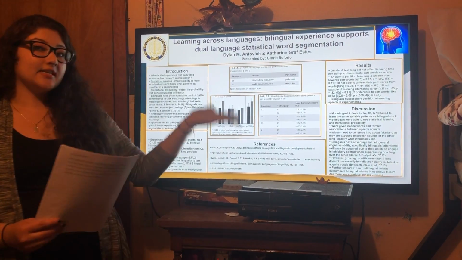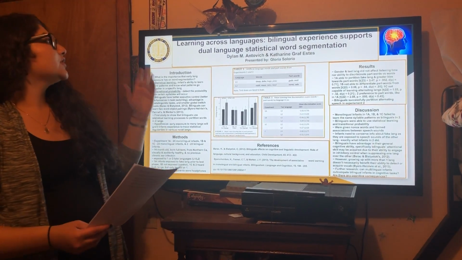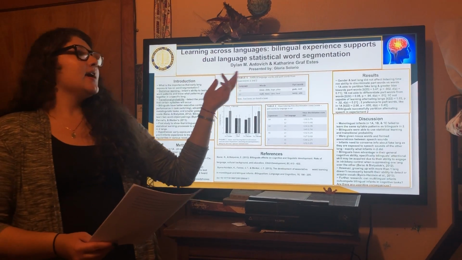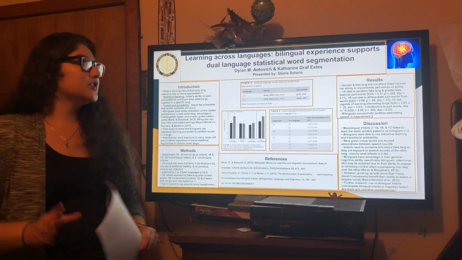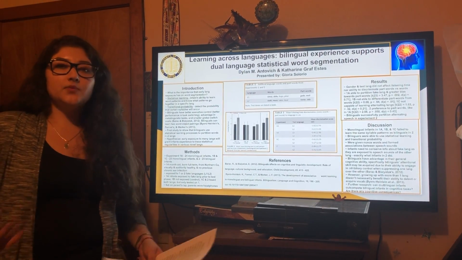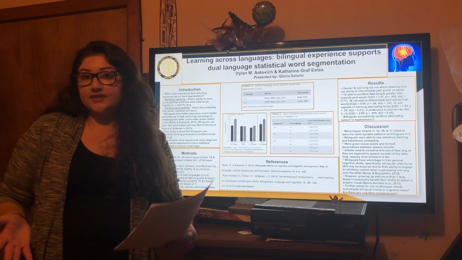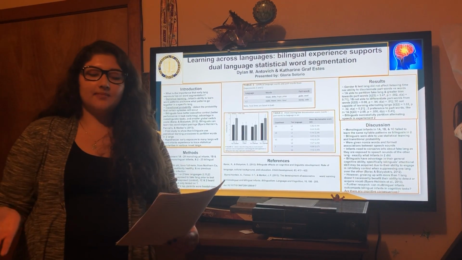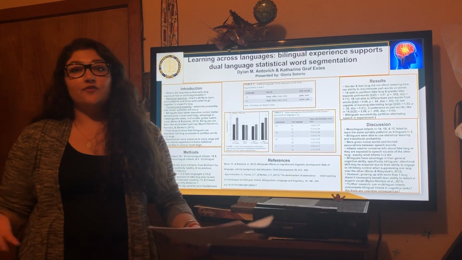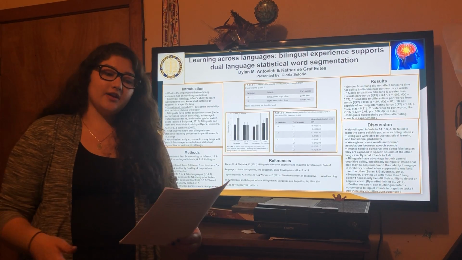Today I will be presenting a poster on one of our current studies, which is Learning Across Languages: Bilingual Experience Supports Dual Language Statistical Word Segmentation. As we all know, bilinguals are extremely competent individuals. They're constantly navigating between languages and exploring a variety of different syllabic patterns.